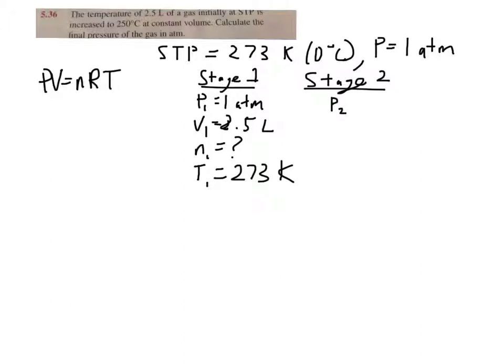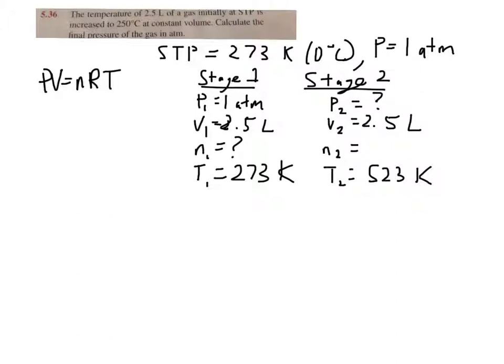Our P2, our V2, our N2, and our T2. Now it says it's increased to 250 degrees Celsius, so we do 250 plus 273, and that gives us 523 degrees Kelvin. Pressure is what we're trying to find, so question mark there, and then it says at constant volume, so the volume stays the same at 2.5 liters.